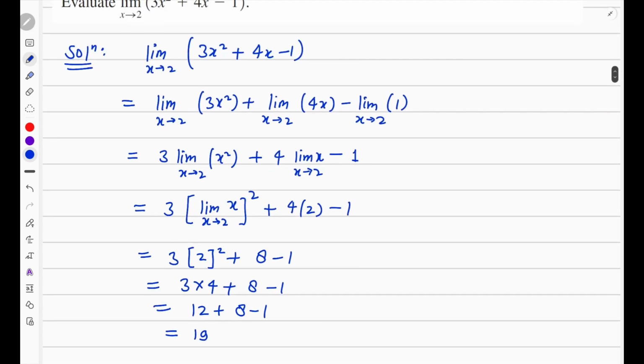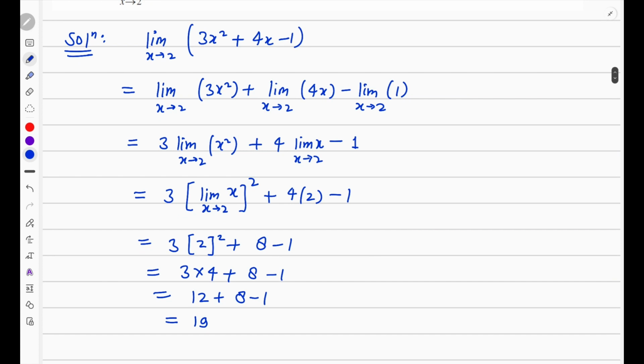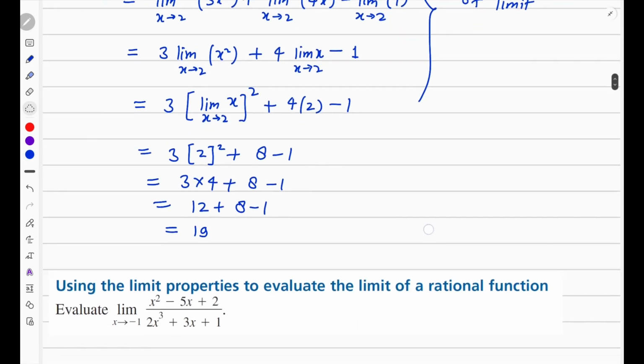So if we look at this example, we are using here the different properties. Use properties of limit. We can take another example also.